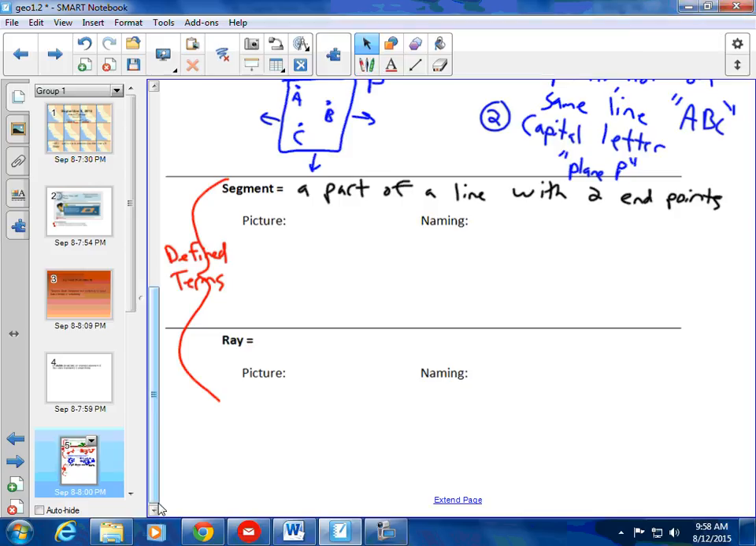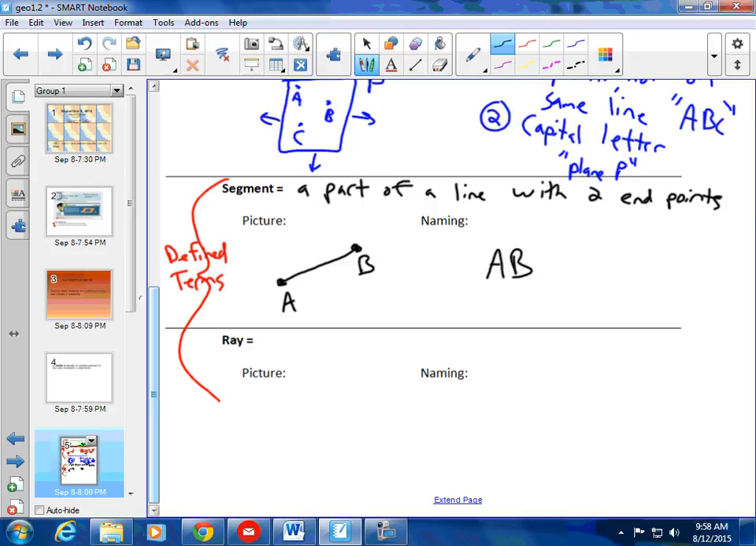A picture of a segment, very simply, could be two endpoints and all the points in between. So it's a part of a line with two endpoints, so we'll say this is A B. And this would be segment AB. So you can name it by the two endpoints, segment AB. Now the only thing that's different about this is it's just a solid line, no arrows. All right.